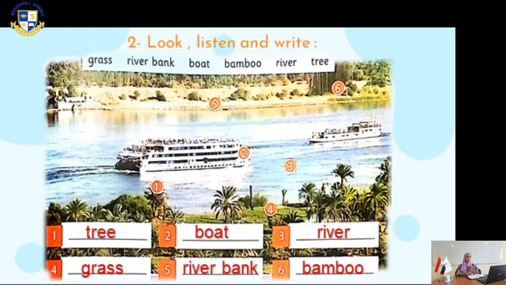Number 4, it's the green part and it's thin and tall. What is this? Grass. Number 5, what is this? It's the side of the river. What do we call it? Riverbank. Number 6, what kind of plant is this? Bamboo.